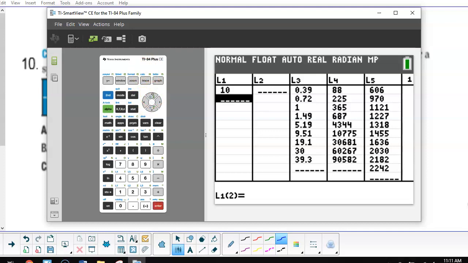10, 20, 30, 40, 50, 60, 70. Goes all the way out there? Great. Okay, the second list: 4.2, 16.7, 37.6, 66.9, 104.5.